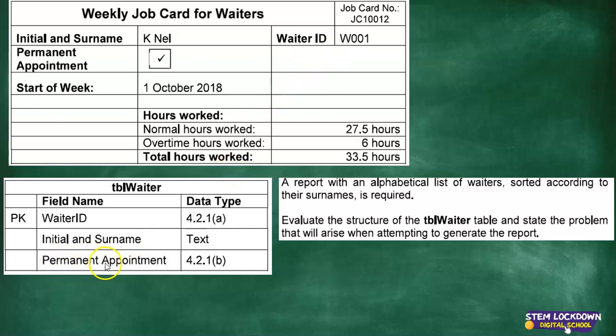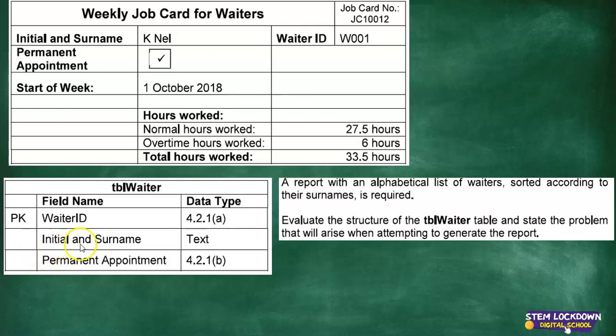The next question then asked us what would be the data type of permanent appointment. So if you have a look here, there's a little checkbox with a tick in it, so that would indicate that it's a yes/no data type. Now the next question asked us, we wanted to have an alphabetical list of the waiters, but sorted according to surname. And they wanted you to look at the structure of this table here to state why it would not be possible to generate such a report.